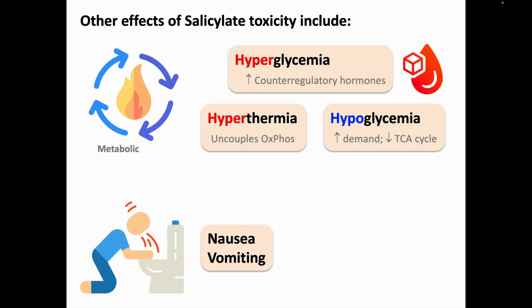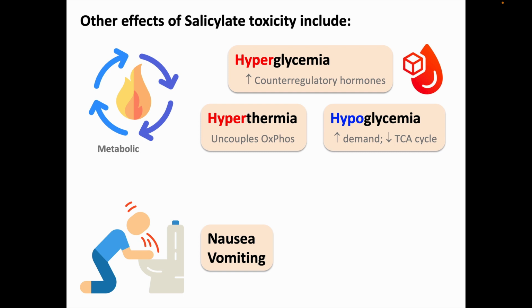Metabolic effects of salicylate toxicity include both the potential for hyper or hypoglycemia. Glucose might be elevated due to the acute stress of the poisoning, increasing the levels of various counter-regulatory hormones, or due to increased energy demands in the face of impaired ATP production from TCA cycle inhibition, hypoglycemia can be seen.